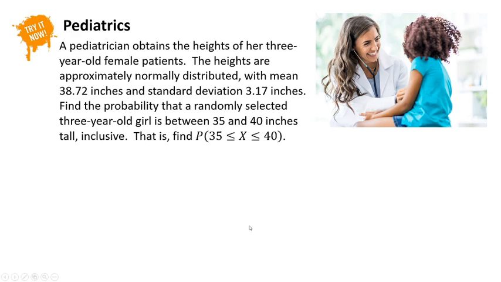Okay, here's another example. This same pediatrician with the same girls, find the probability that a randomly selected 3-year-old girl is between 35 and 40 inches tall. That is, find this probability right here. Take some time for that.